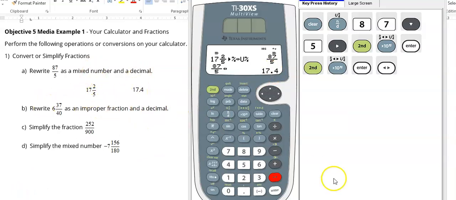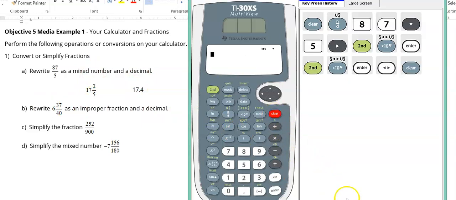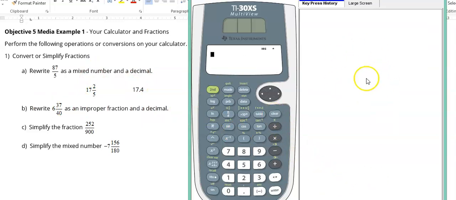Let's look at the next one. I am going to clear this all out, so you could refer to these keys later. Write 6 37/40 as an improper fraction and a decimal. Since we have a mixed number button, let's start there. So I'm going to hit second and the ND button, which gives me UND, or the whole number, which is 6.